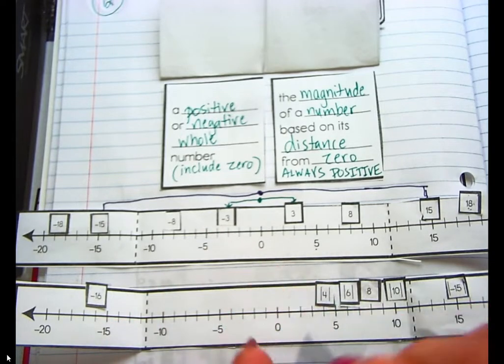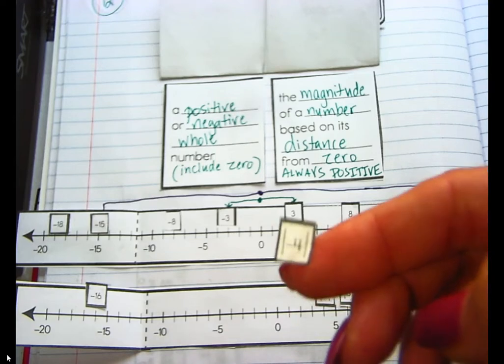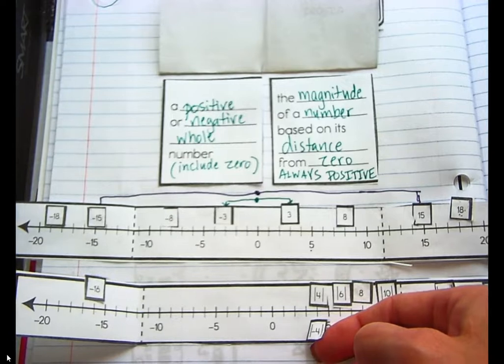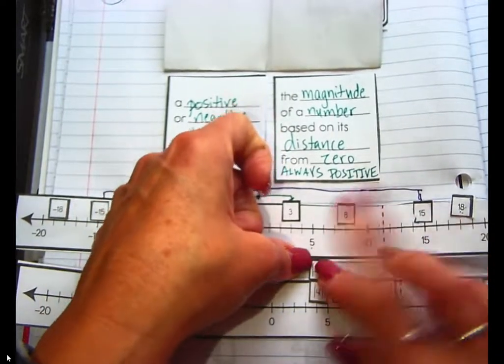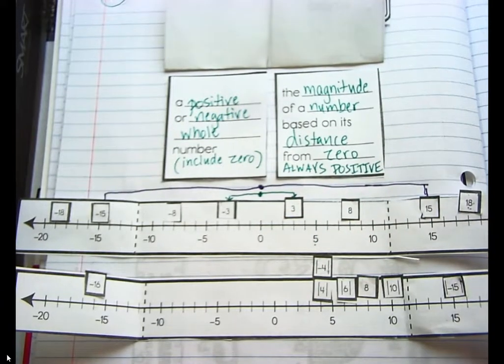Okay. The absolute value of positive 4, or negative 4. What's the absolute value of negative 4? But there's already a number here. Is that okay? Yeah, I need to just put it above or below. Because negative 4 and positive 4 have the same absolute value.